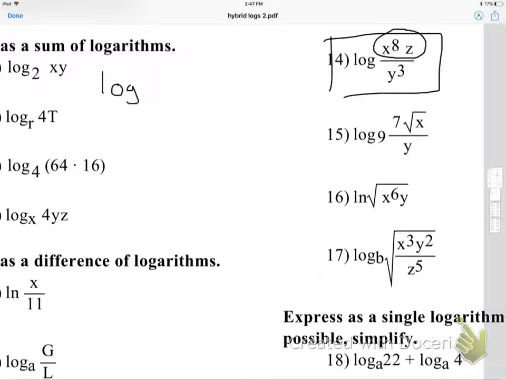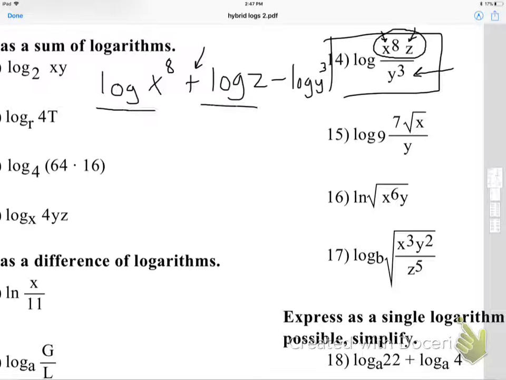Log of x to the 8 plus log of z, okay? Because here are two things being multiplied, so it's two separate logs, there's a plus in between, okay? Because this is the division, this is going to be a minus log y cubed, okay? So here we go. 1, 2, 3 separate logs because I have a 1, a 2, a 3 separate terms there.